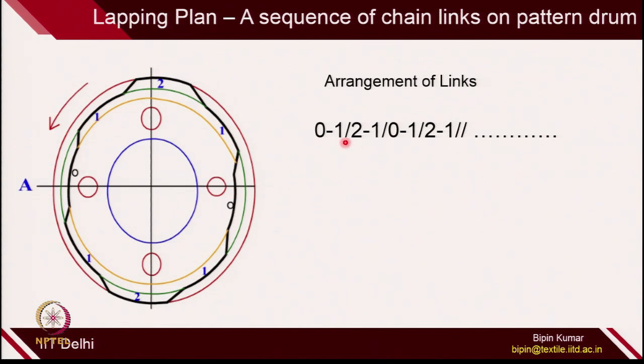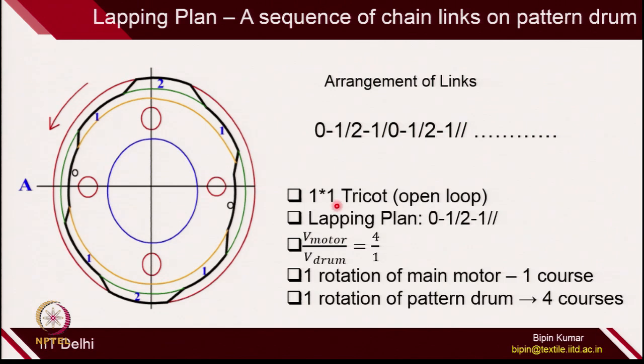So, if you carefully see this structure, it is repeating after 0 1 2 1. So, 0 1 2 1 then 0 1 2 1. So, basically it is a 1 cross 1 tricot this pattern drum is making, and it is an open loop construction because 0 to 1 is overlap and 1 to 2 underlap in the same direction. So, whenever overlap and underlap are happening in the same direction for the same course, it is an open loop construction. And the fabric design which is going to be created has the lapping plan of 0 to 1, 2 to 1.